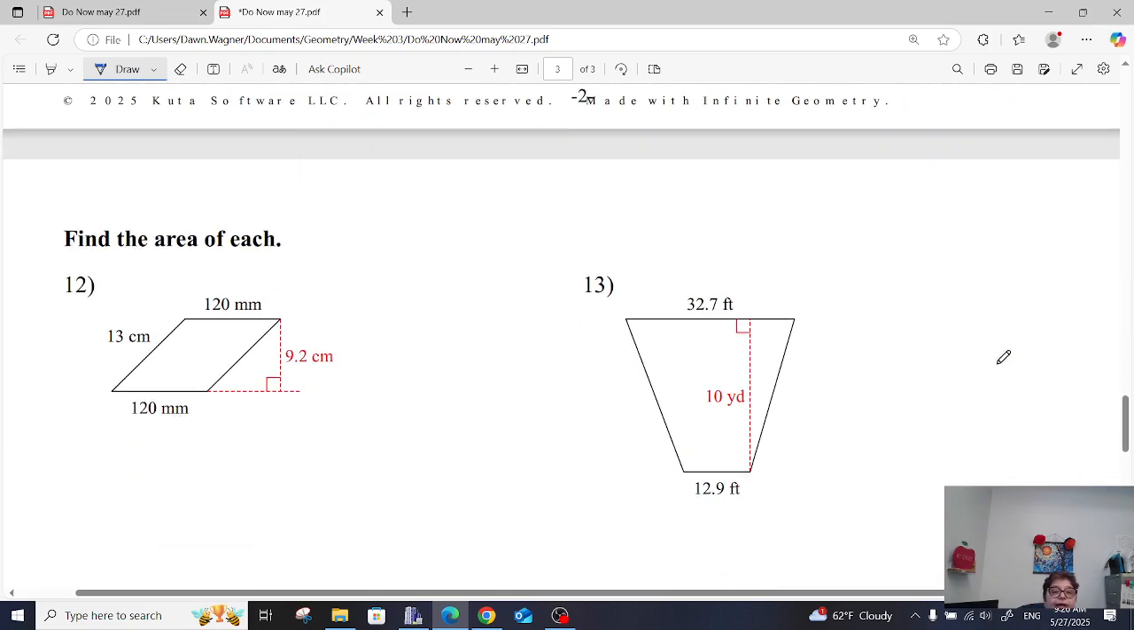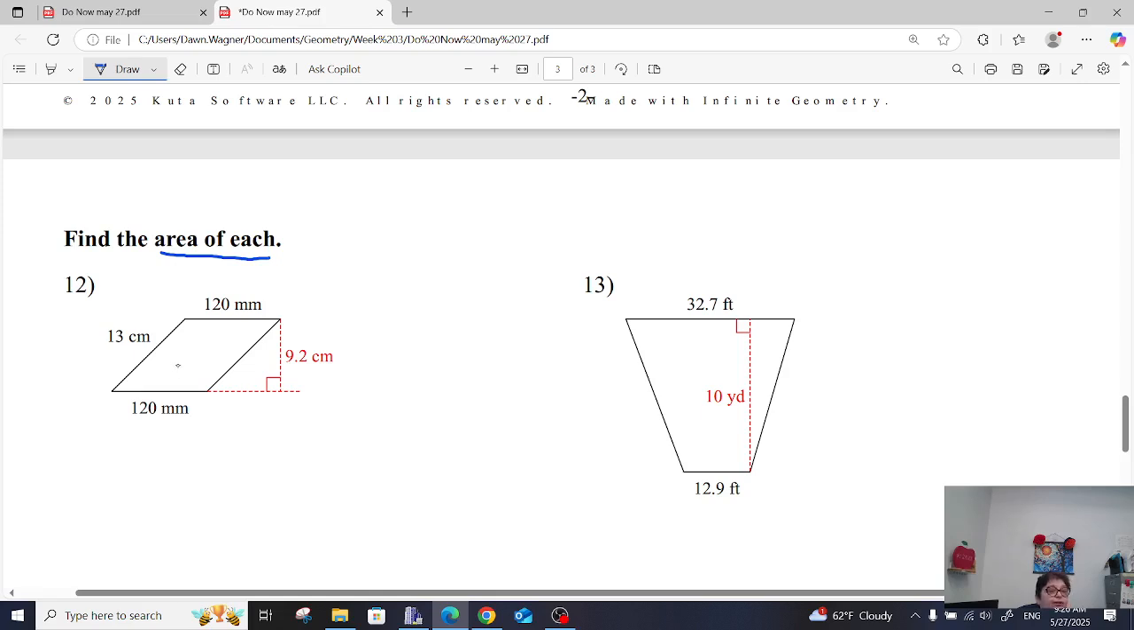Okay, so now we're going into our area, right? We learned about area, and we have to be careful because if I notice here, what do I notice about my units? They're not the same. You have to get the same units before you calculate area. You have to do conversions.